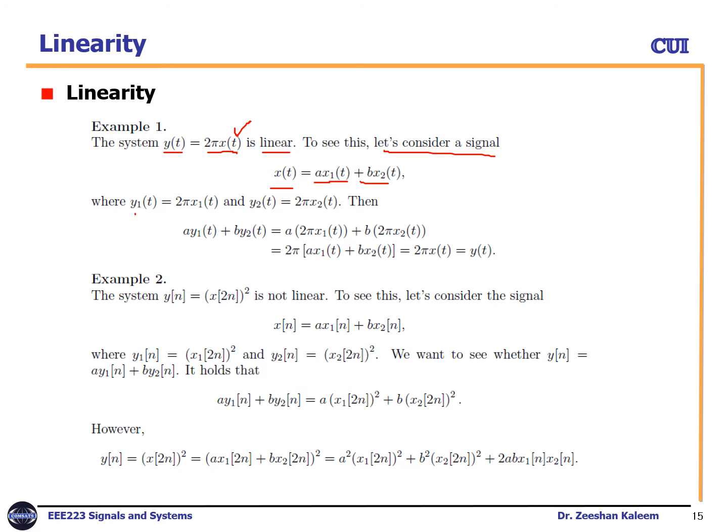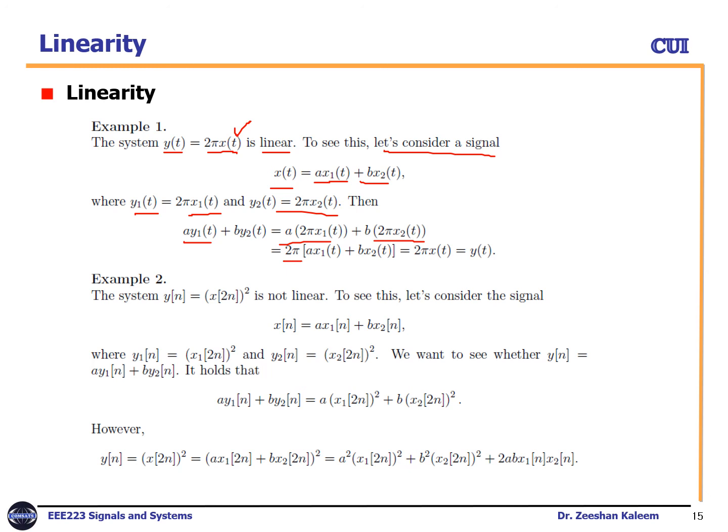So let's find y1(t) first. y1(t) here is 2 pi x1(t), right? And y2(t) here is 2 pi x2(t), right? Then add them, multiplying by scalars. So a y1(t) means a times 2 pi x1(t), plus b y2(t), which means b times 2 pi x2(t).